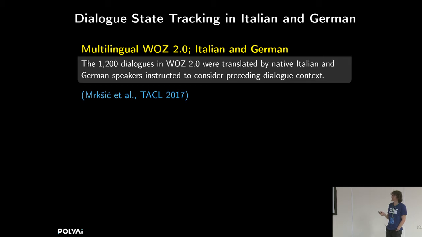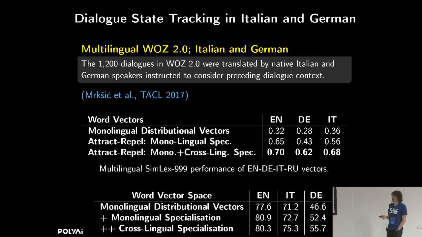So these are SimLex scores when we use our four-lingual vector space where all these four languages are encoded. And we also see the boost with specialization vectors. Cross-lingual seems to help both for Italian and German, but we also see that the results go down as the morphological complexity of the language goes up.